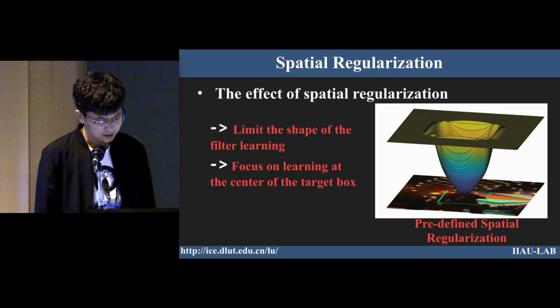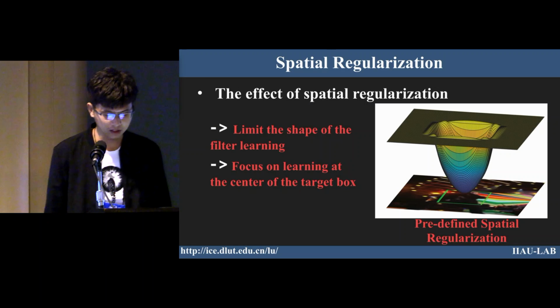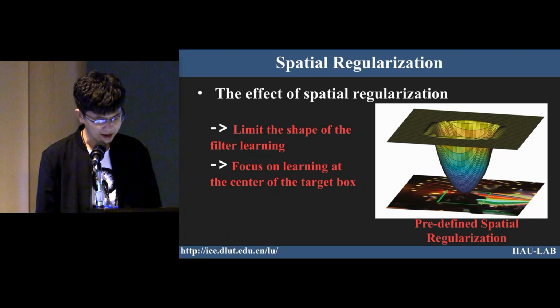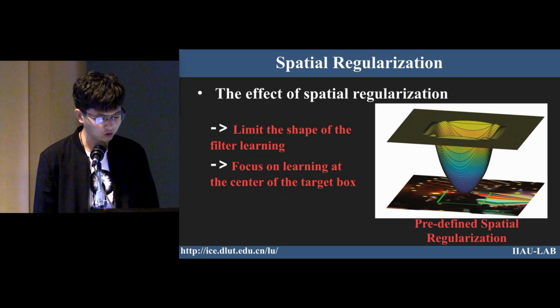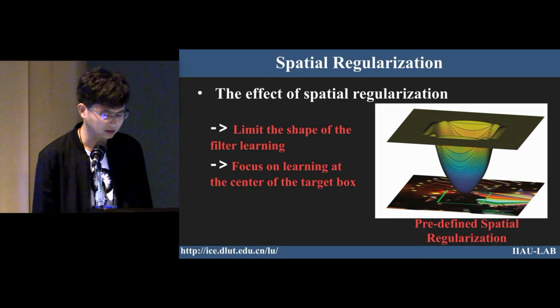Usually, it is a negative Gaussian shape. It has two main effects. One is to limit the shape of the filter, and another is to make the filter more focused on the learning of the target center.